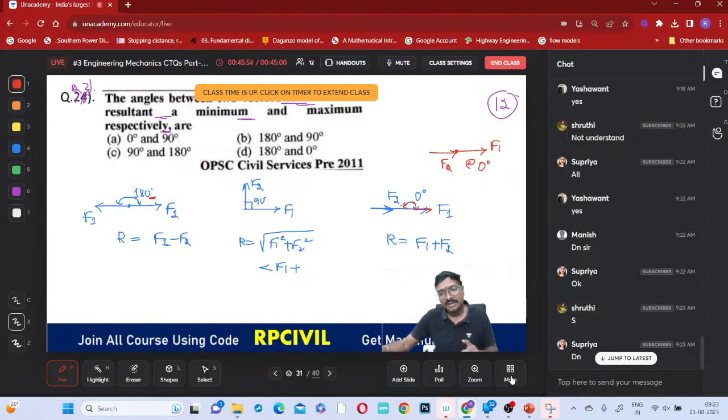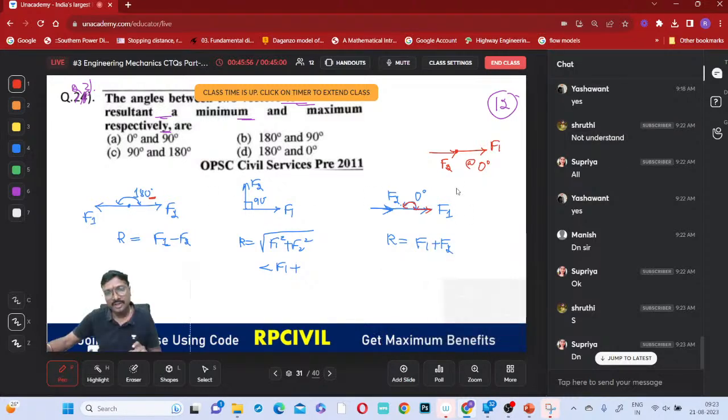Now here, the resultant force, what is it? The angle is 0 degrees. Both the forces are in the same direction, so the resultant force also will be in the same direction. The net force will be the addition of these two only.